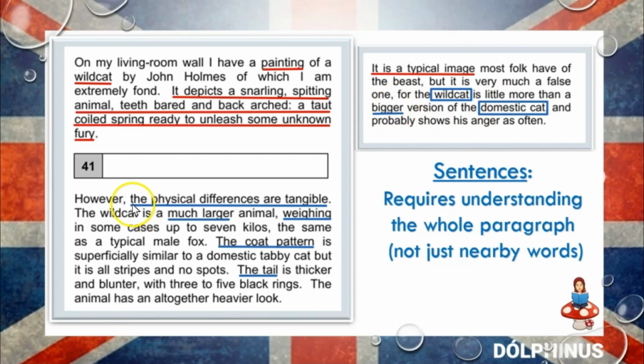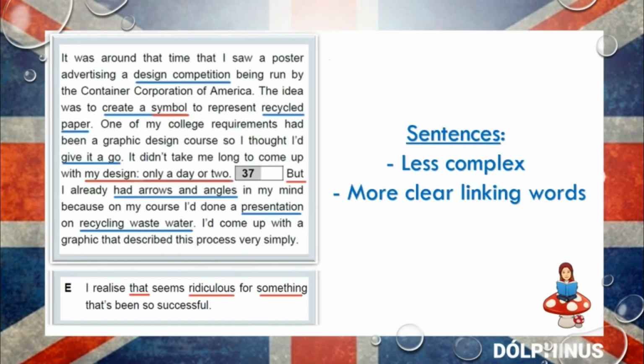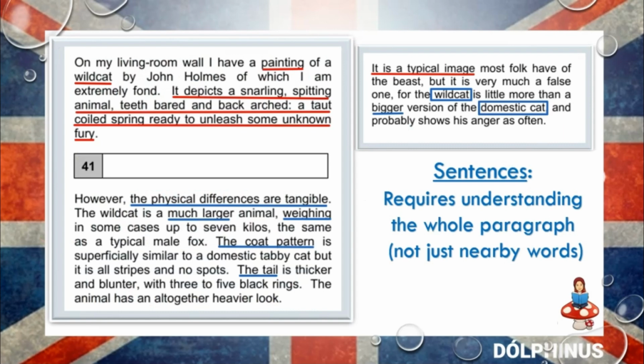And then he continues with other physical differences between them, introducing it with the connector however, and again makes reference to the size, much larger, to the weight, to the fur, and to the tail. In B2, it connects sentences that are nearby. In C1, it connects paragraphs. So it requires the understanding of the whole paragraph. Therefore, what they do is use embedded clauses, making sentences longer and more complex.